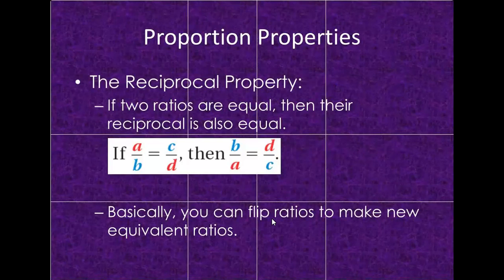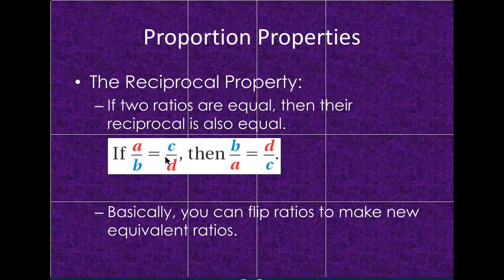If two ratios are equal, then their reciprocals are also equal, which means if A over B equals C over D, then B over A equals D over C. The reciprocal, or multiplicative inverse, of A over B is B over A. If you find the reciprocal of the first ratio, you do the same with the second ratio, D over C. This is the reciprocal property.